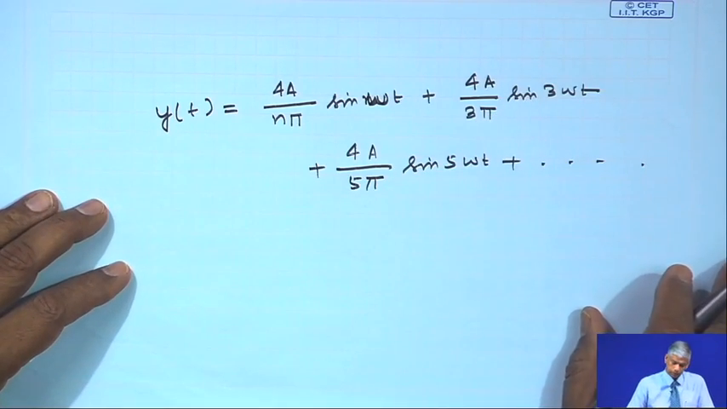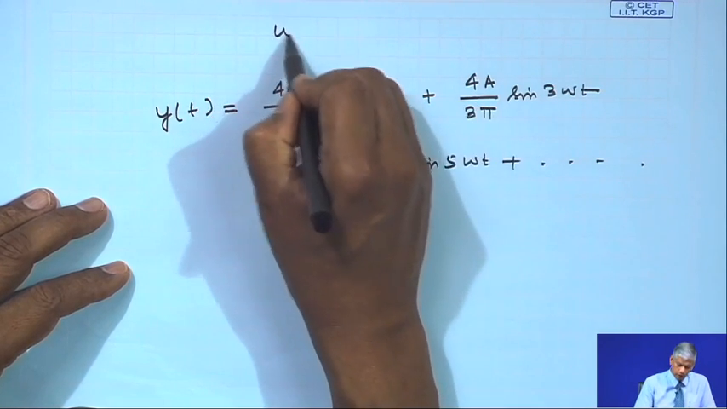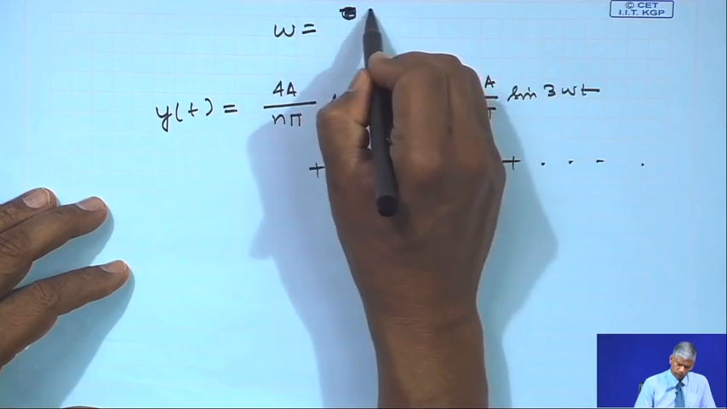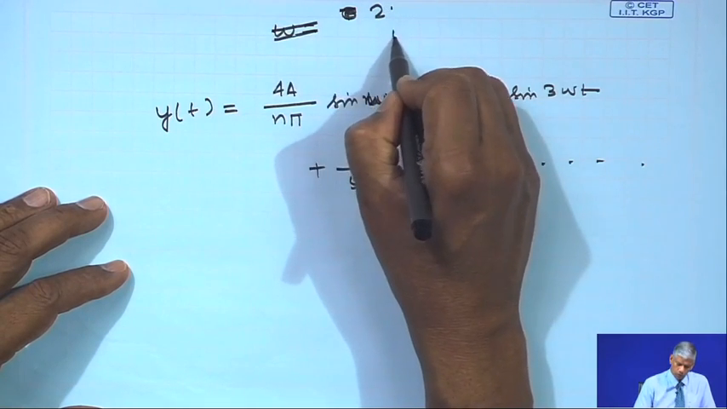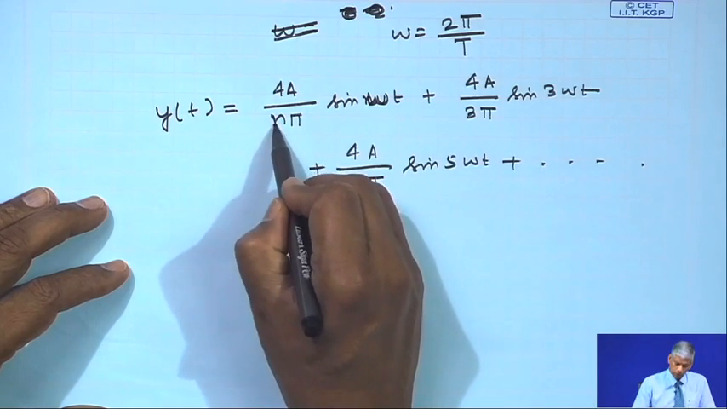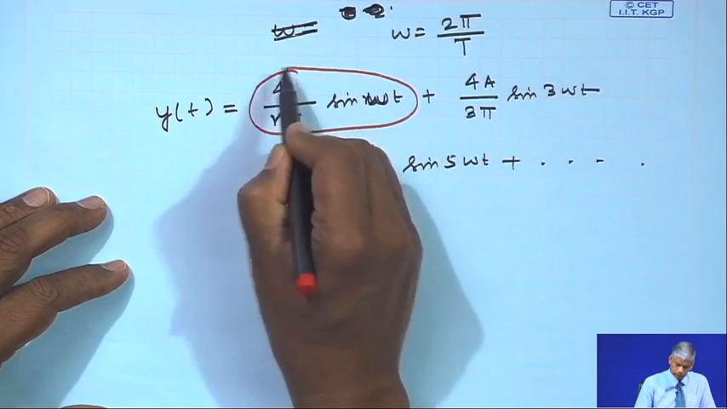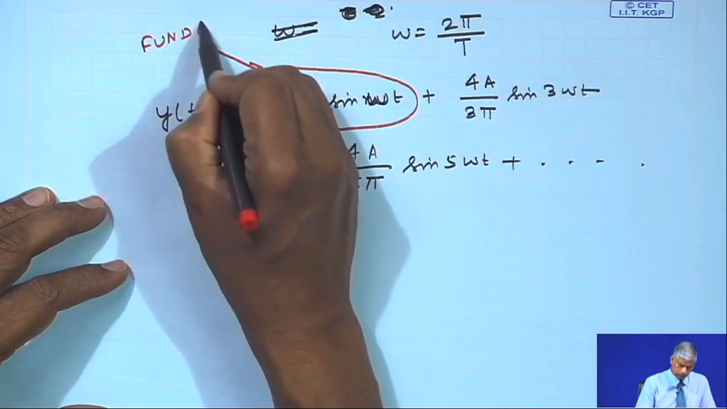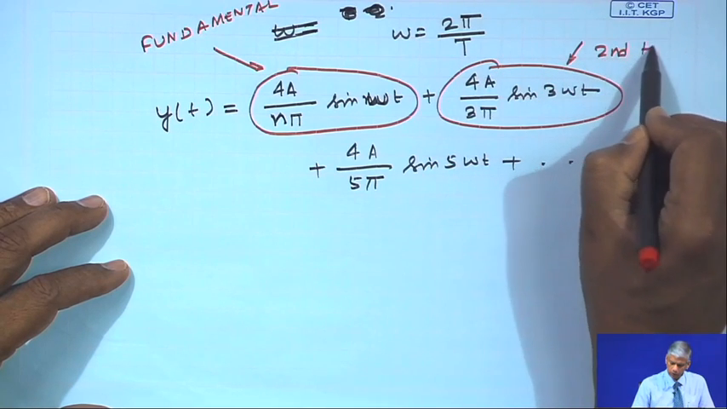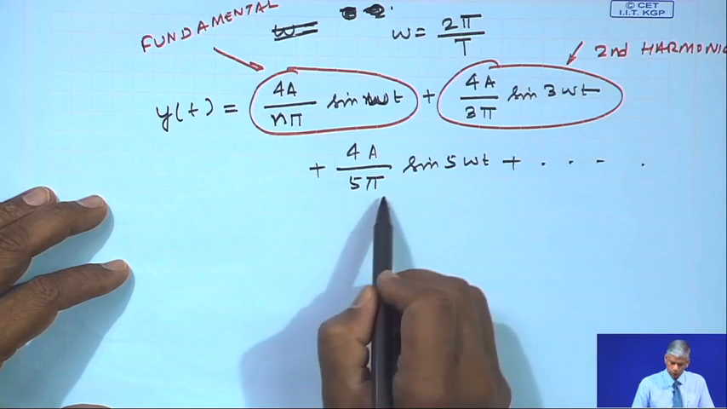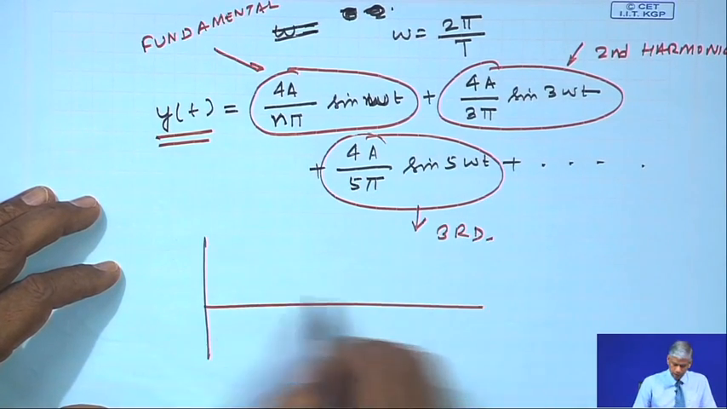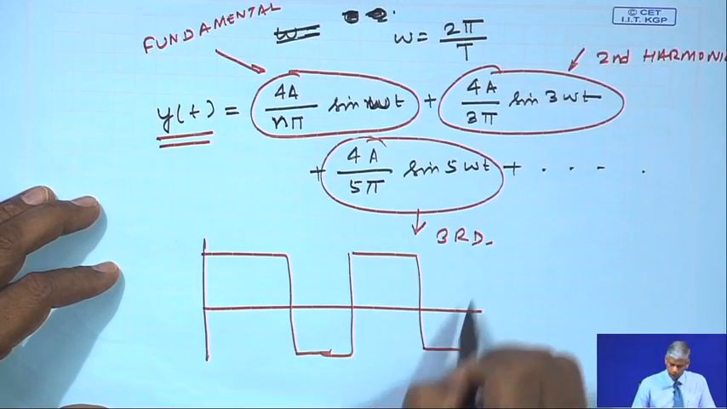So, what does this physically signify? That means the fundamental frequency omega is nothing but 2 pi by T, where T is the time period, and this is the fundamental frequency, and this is the second harmonic, and so on, third and so on. So, a square wave which is periodic can be represented as sums of sine waves of many frequencies.